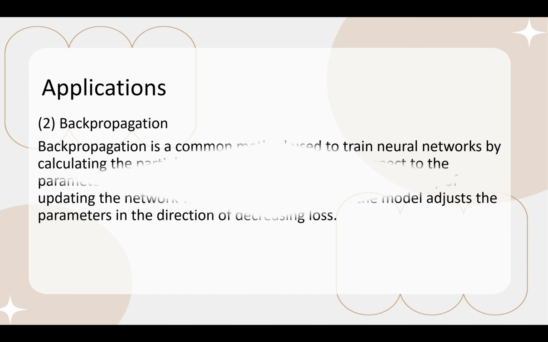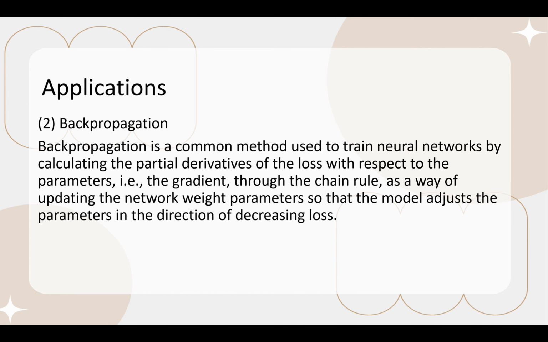And the second is backpropagation. Backpropagation is a common method used to train neural networks by calculating the partial derivatives of the loss with respect to the parameters, the gradients, through the chain rule, as a way of updating the network parameters so that the model adjusts the parameters in the direction of decreasing loss.